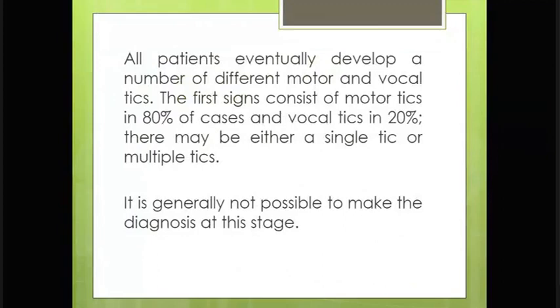All patients eventually develop a number of different motor and vocal tics. They should have more than one tic, so it's motor and vocal. The first sign consists of motor tic in 80%, and vocal tic is the presentation in 20%. There may be either single or multiple tics. In general, it is not possible to make the diagnosis when the patient presents with the first tic, whether motor tic or vocal tic, because we can pass it as a common type of tic that presents during adolescence and disappears when the patient reaches the age of 20.